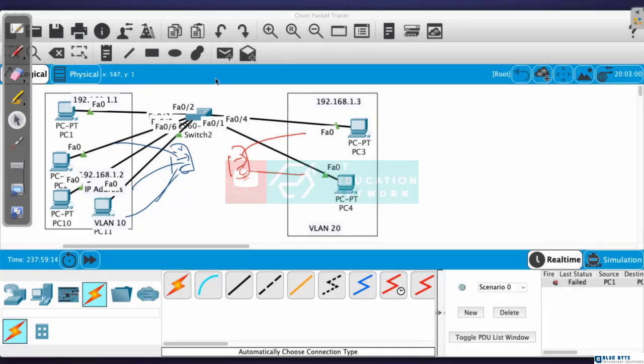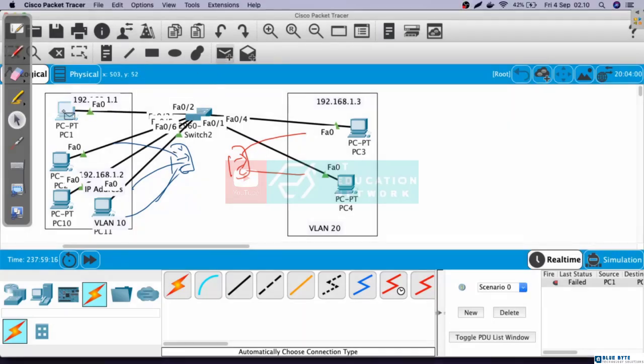For testing again, let's try to send a packet from PC1 to PC4. Okay, here we can see that this also failed. So remember that if two PCs are in different VLANs or different broadcast domains, the two PCs will not be able to communicate with each other, although the IP addresses are in the same subnet block.